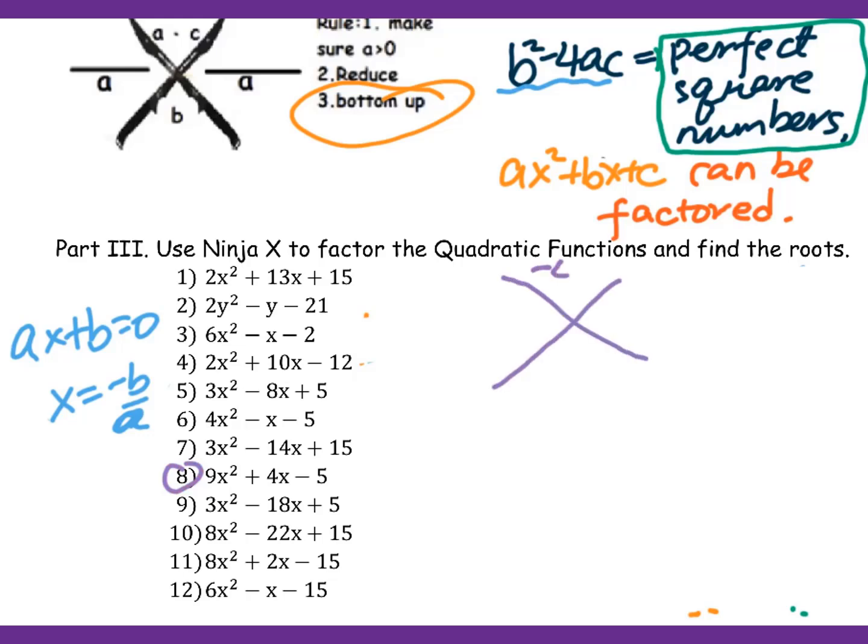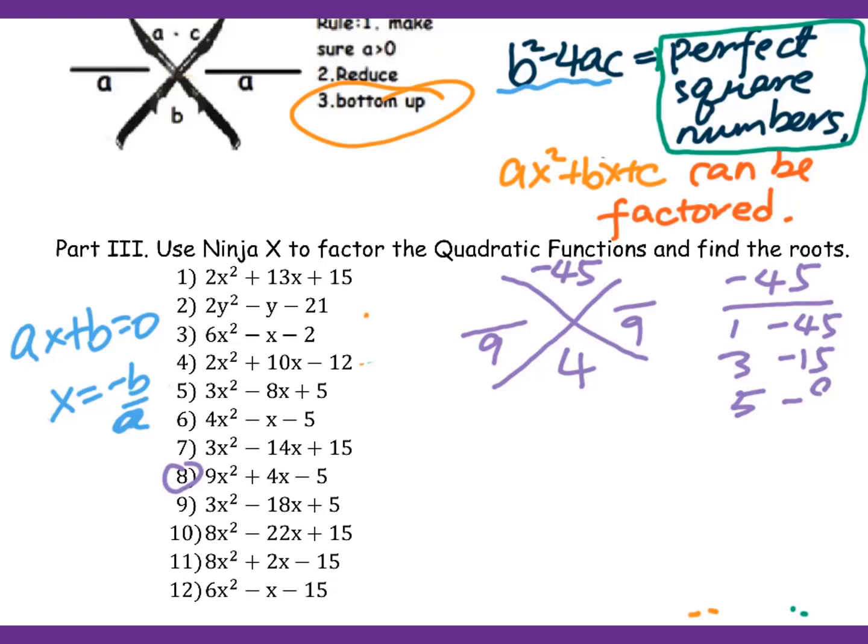I got negative 45. Here's a 4 over 9 over 9. Negative 45, you do 1, negative 45. 3, negative 15. Adding is not 4, so keep going. 5, negative 9. Adding gets negative 4, but I'm looking for positive 4. That's why I change the sign. Negative 5, positive 9.